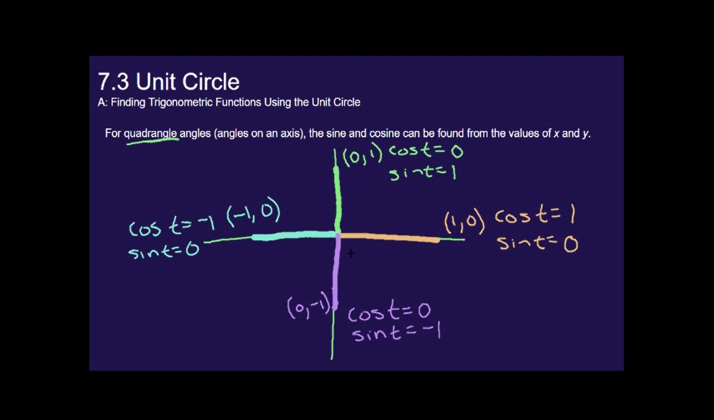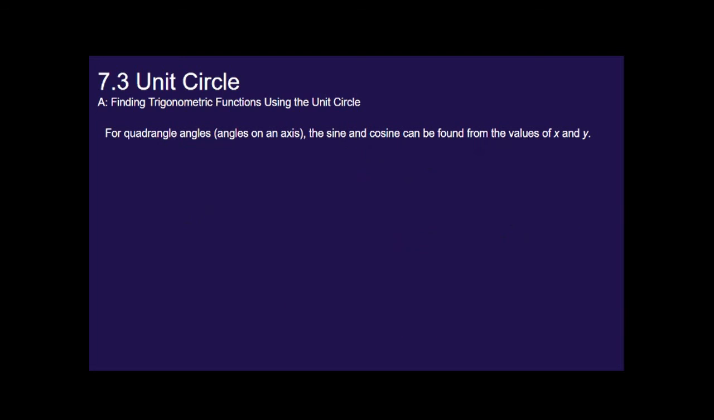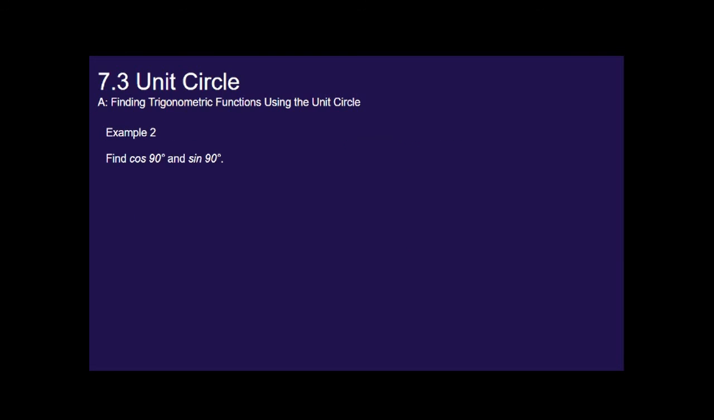Okay, so you can easily find the sine and cosine of quadrantal angles just using the x and y coordinates. Now, you can figure it out. It is useful to have these memorized. As you use them more, they'll probably stick in your head because we'll use them quite a bit.